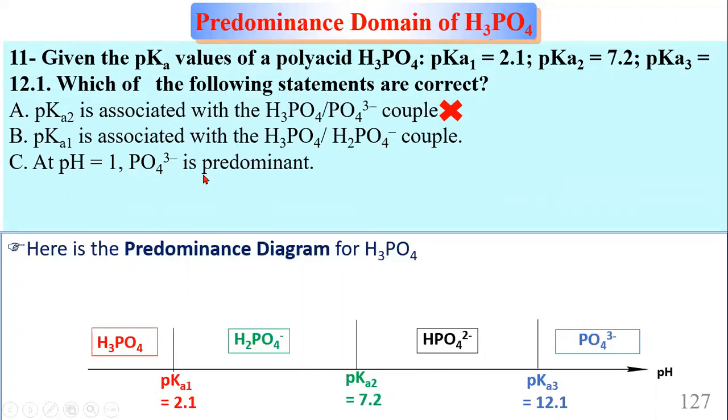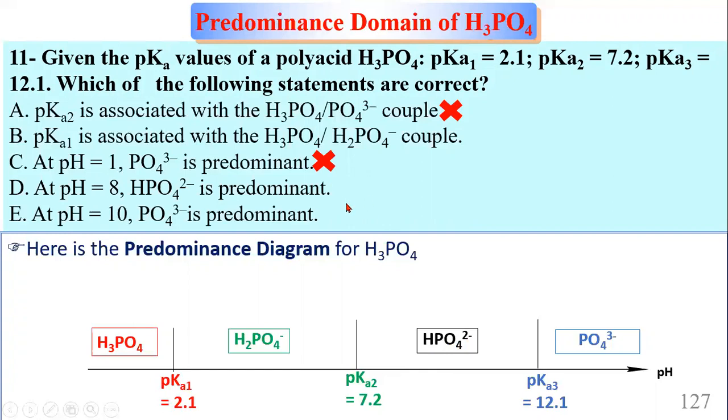At pH 1, PO4 3- predominates. I didn't really need the predominance diagram until I get to these types of questions. At pH 1, where is pH 1? Oh, there it is. It's below pKa1. So I'm here. If I'm here, do I have PO4 3-? No, I don't. So the answer is wrong. At pH 8, HPO4 2- is predominant. So let me go to the predominance diagram to pH 8. Where am I? Oh, it's around here somewhere. What's my species that predominates? Look at this. It's the HPO4 2-. So is this correct? Yes, it is.